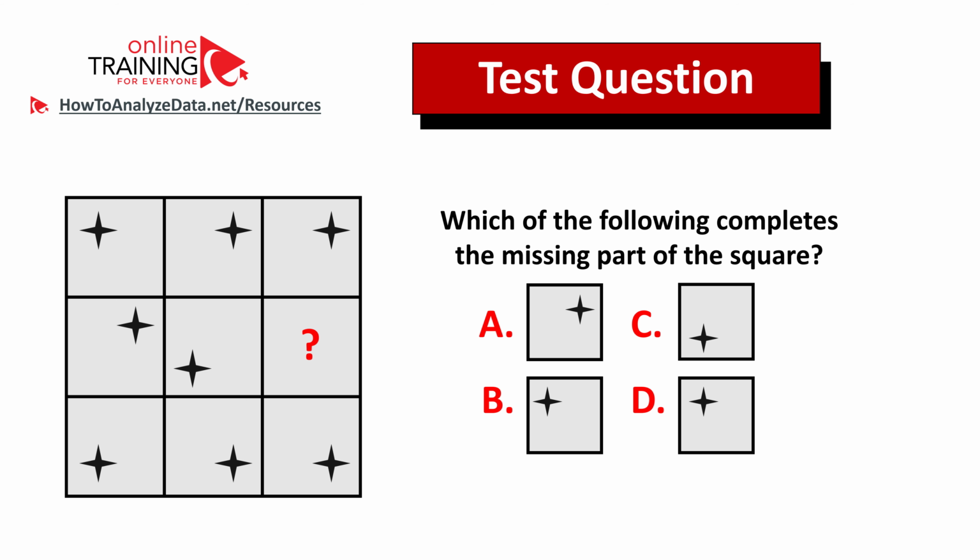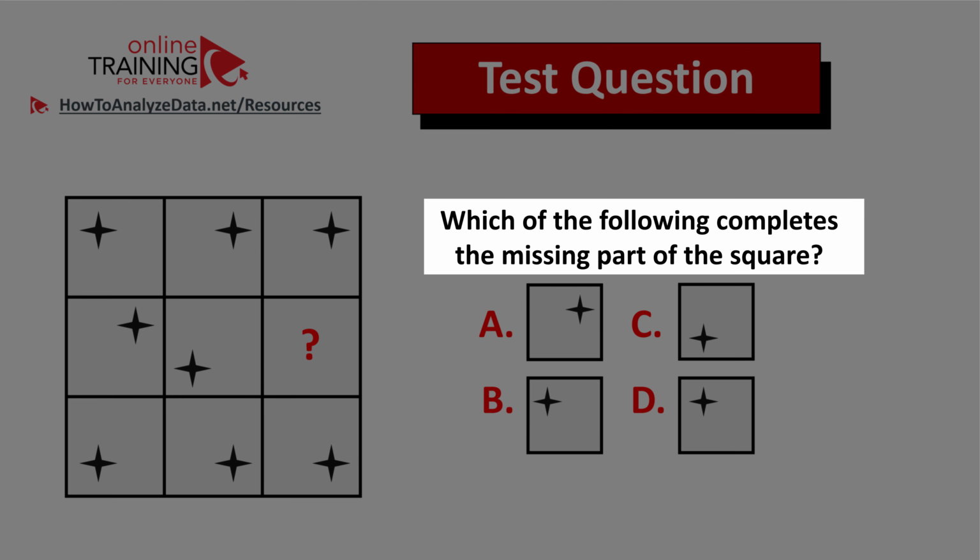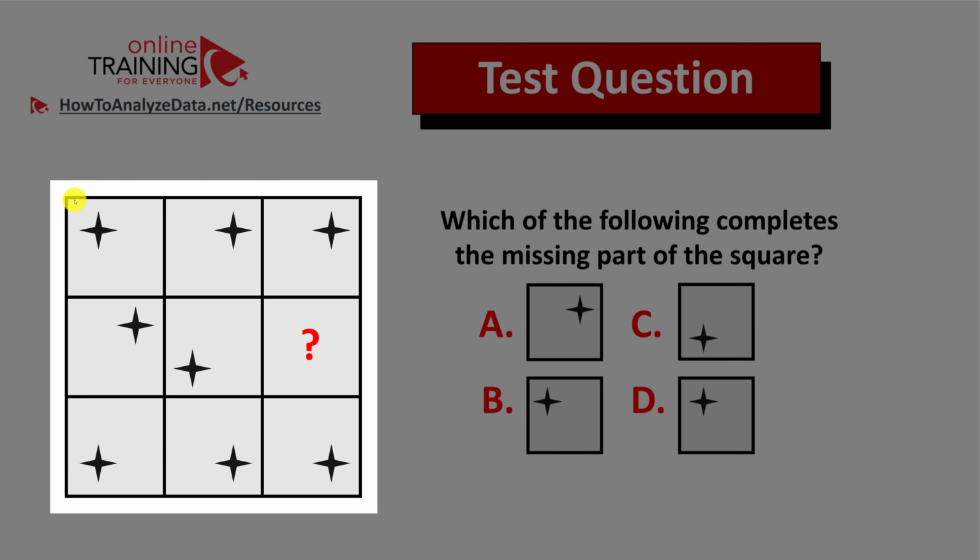Here is the question for you to try solving. If you have figured out the answer, please make sure to post it in comments, and I'll share with you my feedback. Which of the following completes the missing part of the square? You're presented with the 3 by 3 square, and there are stars, and I'll give you a tip. All the stars are in the different corners of each small square.